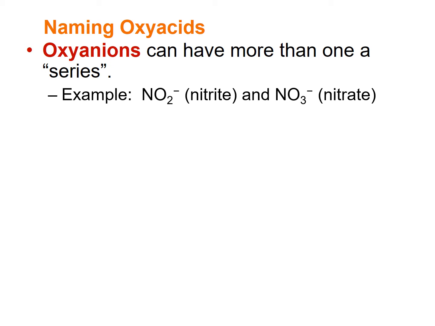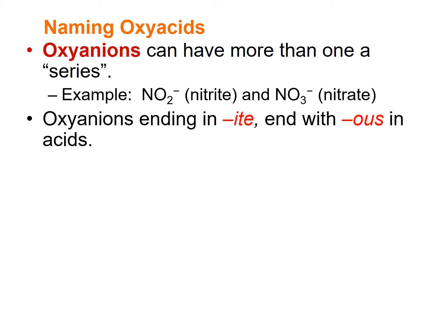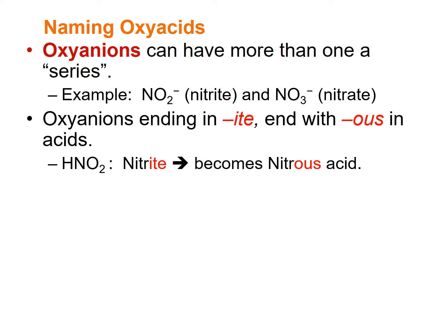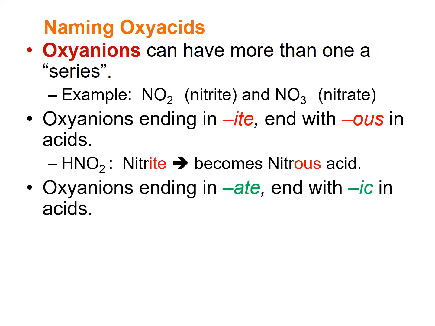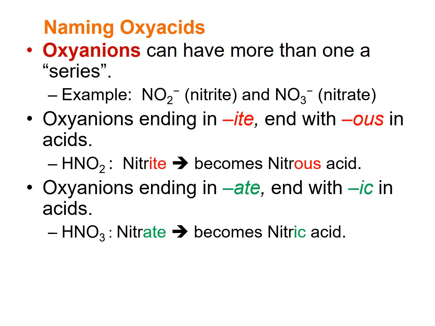We're still using charts. Chart usage is absolutely acceptable in this class. So how would we name an oxyacid made with a nitrate versus a nitrite? Well, for oxyanions ending with ITE, the acid would get an OUS ending. So if we used nitrite in an acid, that is HNO2, the name of our acid would be nitrous acid. So we go from nitrite to nitrous. Oxyanions that have the ATE ending are going to form acids with an IC ending. So if we took HNO3, which uses the nitrate oxyanion, our acid becomes nitric acid.